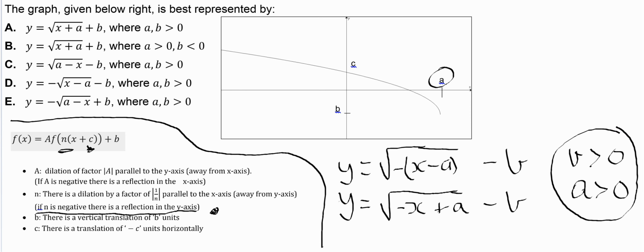So if we have a look at the answers, we actually have one of these as the answers, and that's C, where a and b are greater than 0, which is what I've written. And the only thing that's different that you'll notice is they have a minus x. This part here, negative x plus a, is the same as a minus x. So that is going to be your answer.